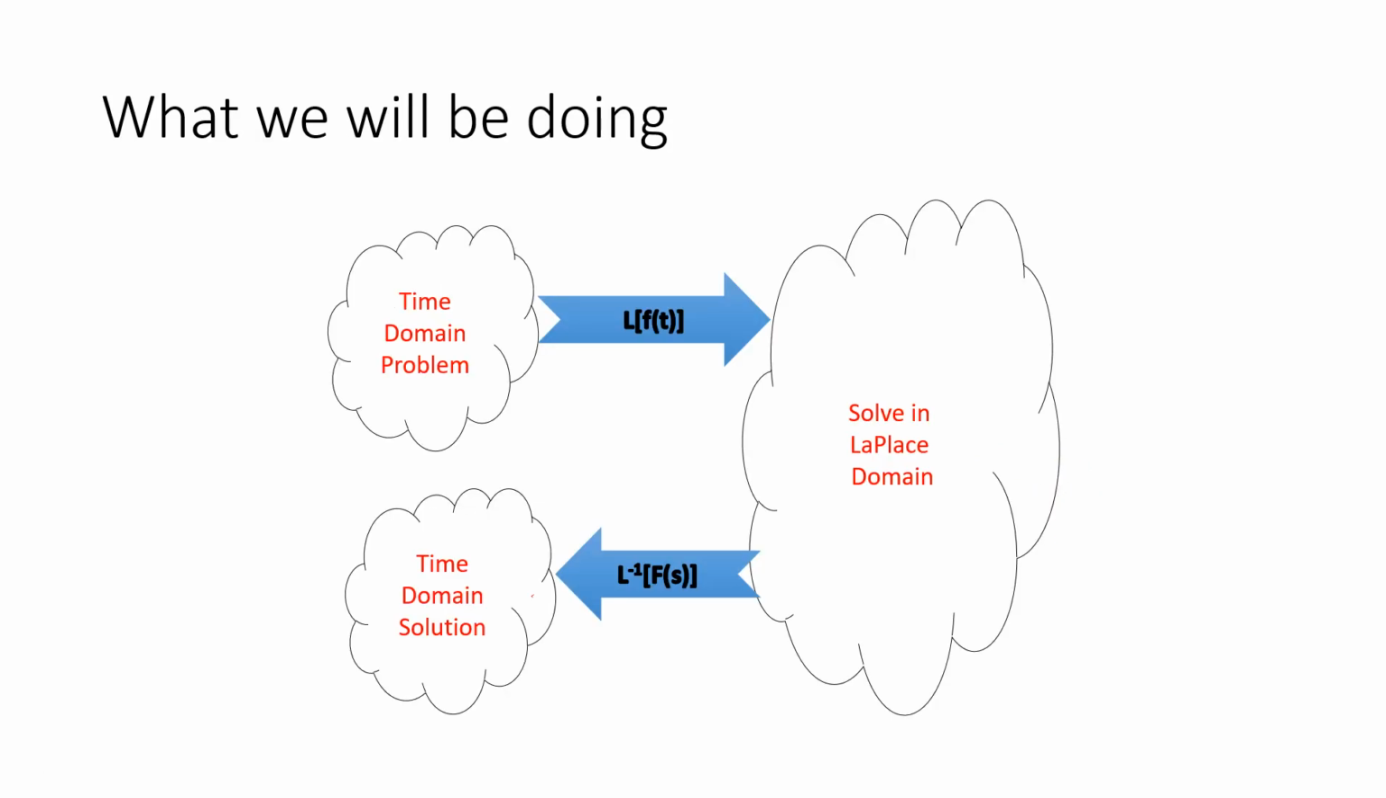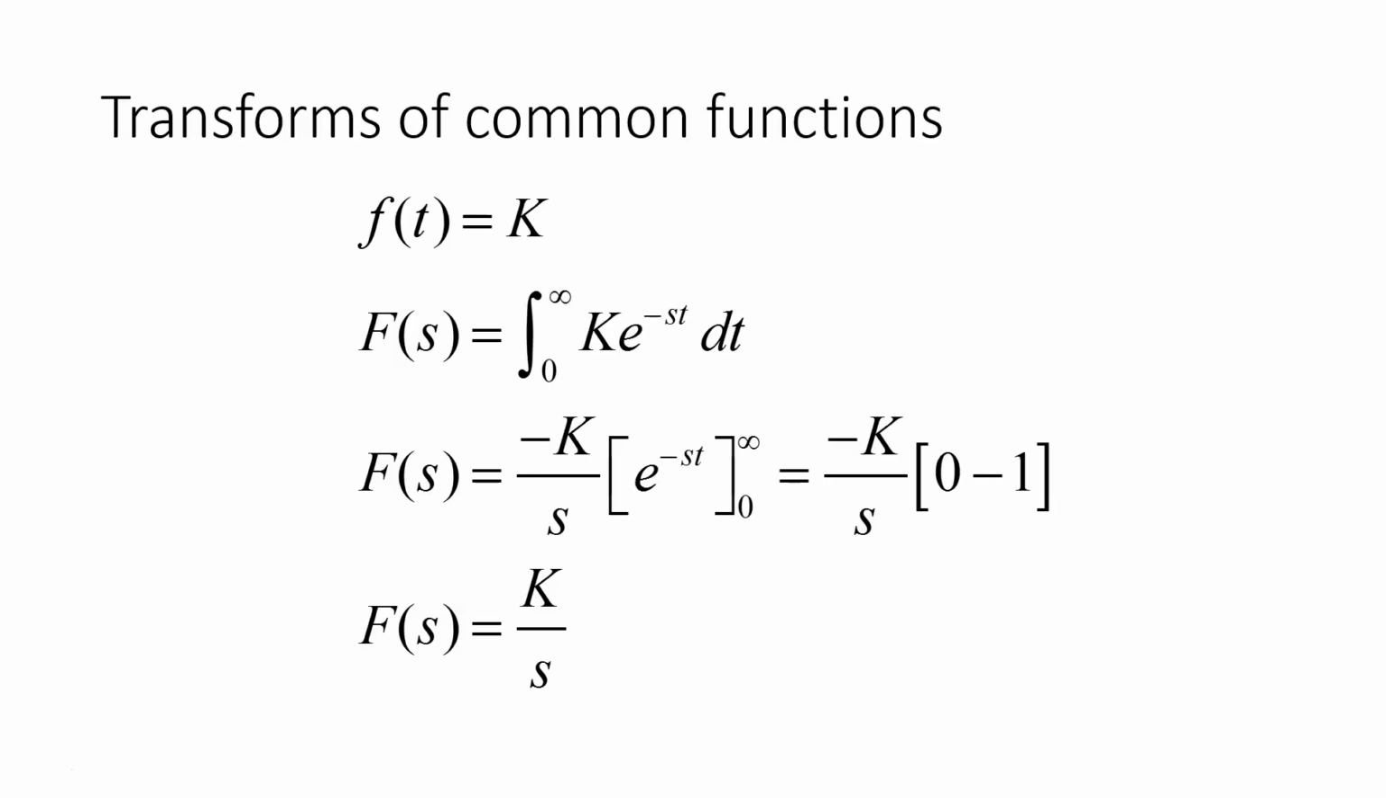So as I mentioned before, we'll take our problem, in our case it will be circuits. We'll transform the circuit from the time domain into the Laplace domain, and then we are going to solve it using our nodal analysis or loop analysis or superposition or whatever technique that we want to use, and then we're going to take it back into the time domain. So before we get into that, we're going to look in this session at just some common transform pairs.